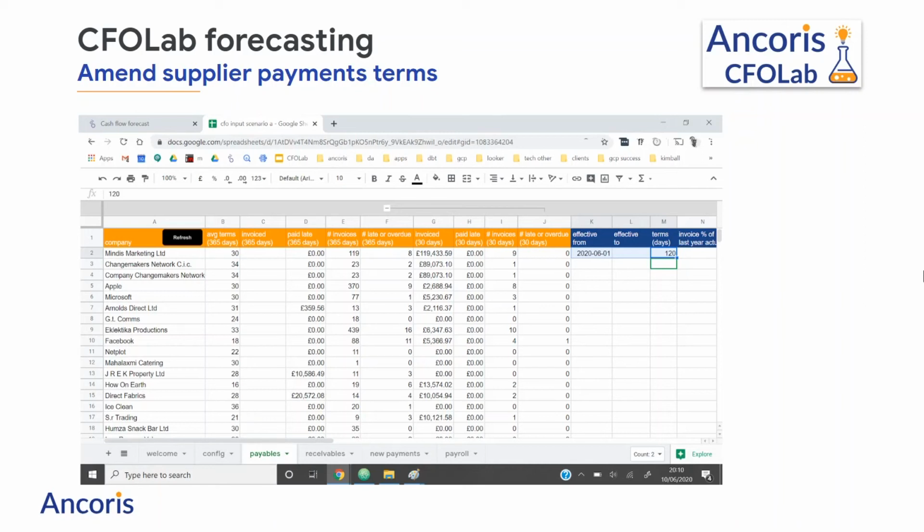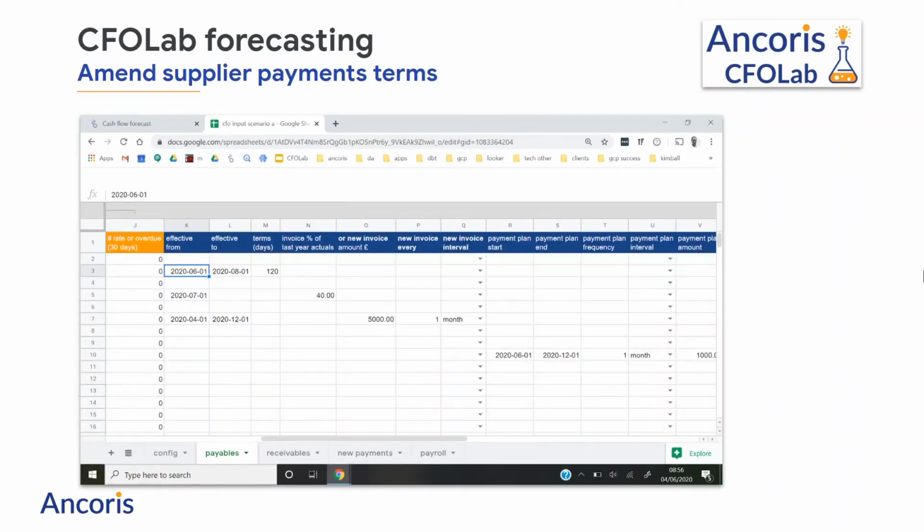Note they are conveniently ordered by invoice amount, weighted by days outstanding. So, to help our October cash flow, we negotiate more favorable terms with our main supplier, Mindis Marketing Limited. We enter the extended terms of 128 days, together with a start date of 1st of June, into our model. So I've got my effective date here, 1st of June, revised terms 128 days. Simple. We can easily model numerous other supplier level amendments as shown here. We include revised amounts and even payment plans.